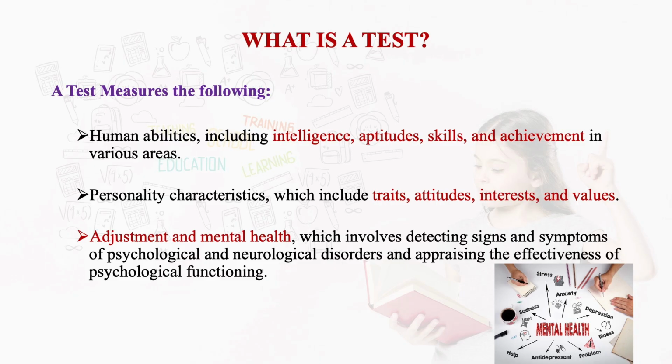And further, adjustment and mental health, which involves detecting signs and symptoms of psychological and neurological disorders and appraising the effectiveness of psychological functioning. So adjustment and mental health is also a type of test. We can find out whether a person is mentally healthy or not, and whether the person is having the quality of adjustment in different situations or not.